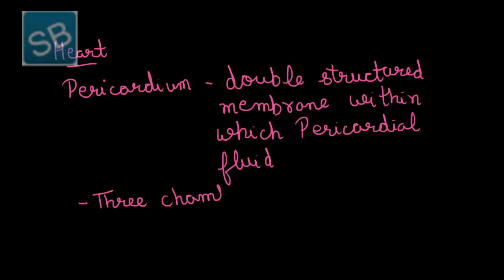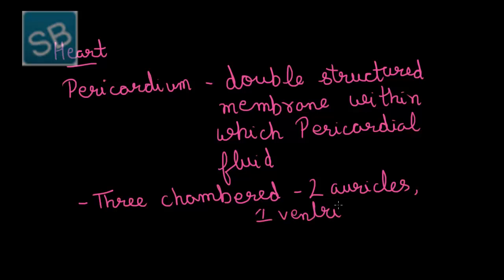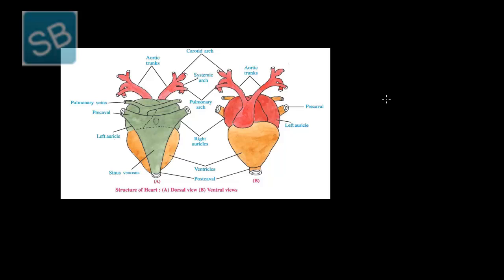That is, it possesses two auricles and one ventricle. The auricles collect oxygenated and deoxygenated blood and pass on to ventricle. Since both oxygenated and deoxygenated blood gets collected and mixed up in the ventricle, such a type of circulation is known as mixed type. Now let us understand the flow of blood in heart.